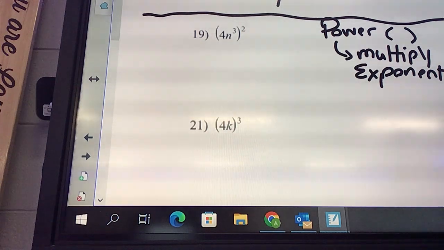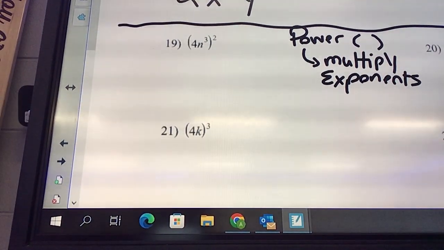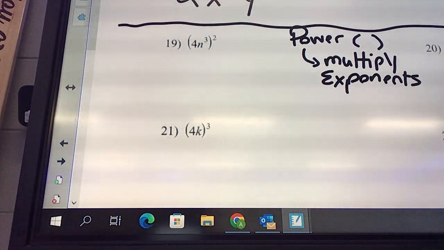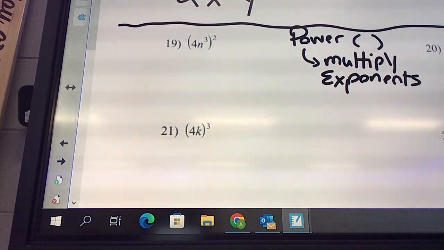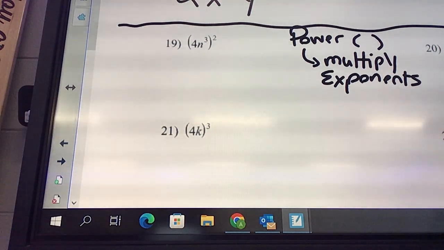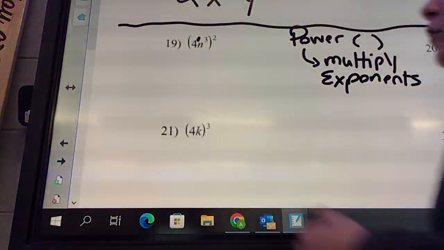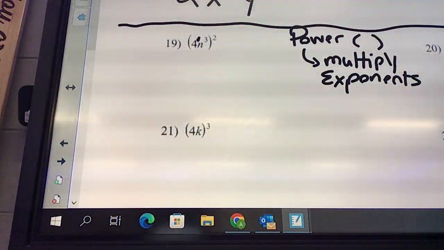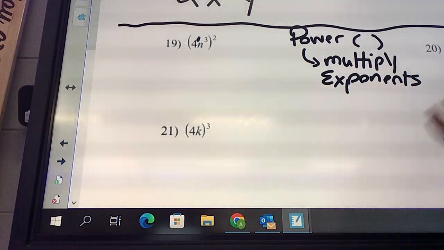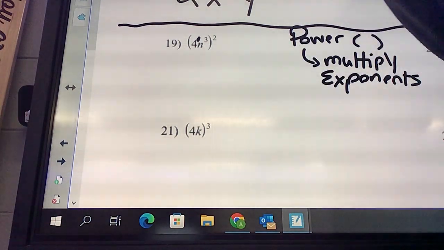Okay, so 19, where can we fill in a 1? We talked about this the other day. Where's a 1? On the 4. Okay, so the 4 to the 1 is still 4. Okay, but the first one I'm going to do the slow way and the rest will do the quicker way. Okay, so the slow way goes like this.